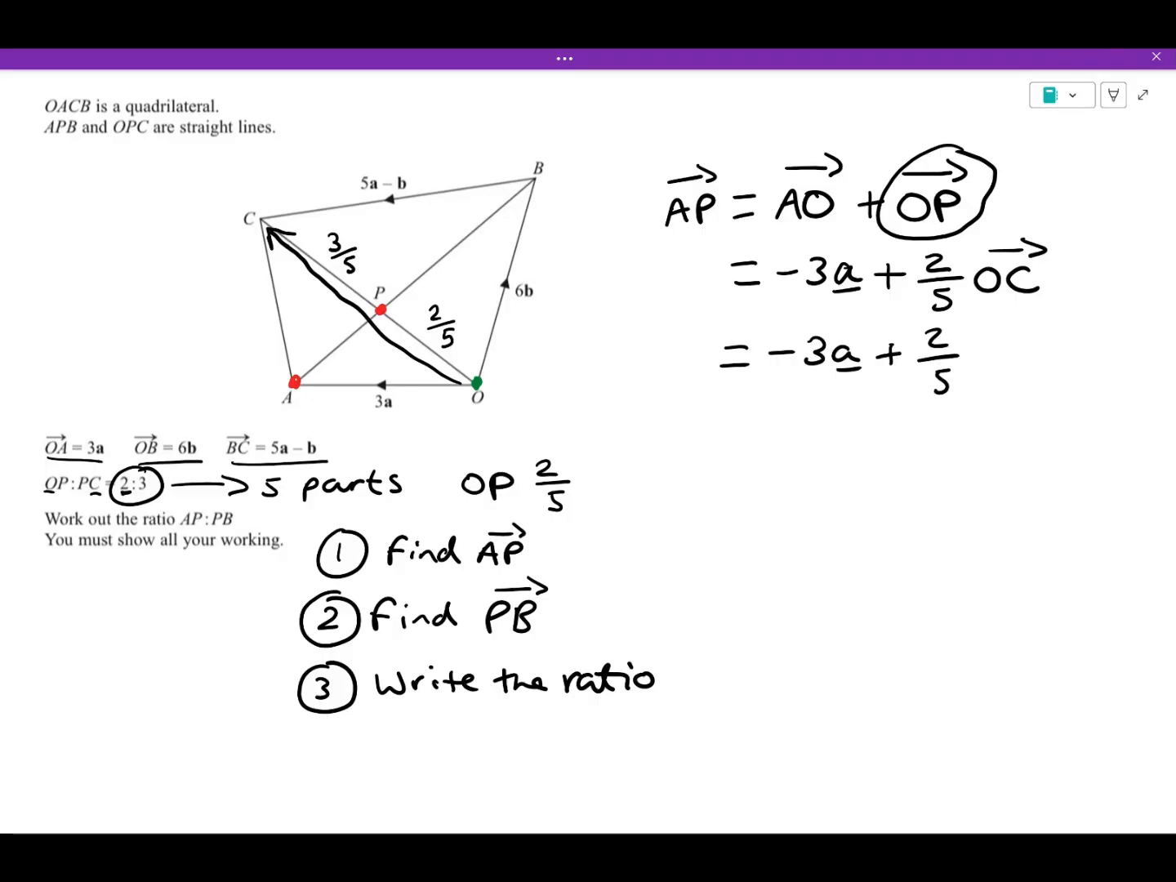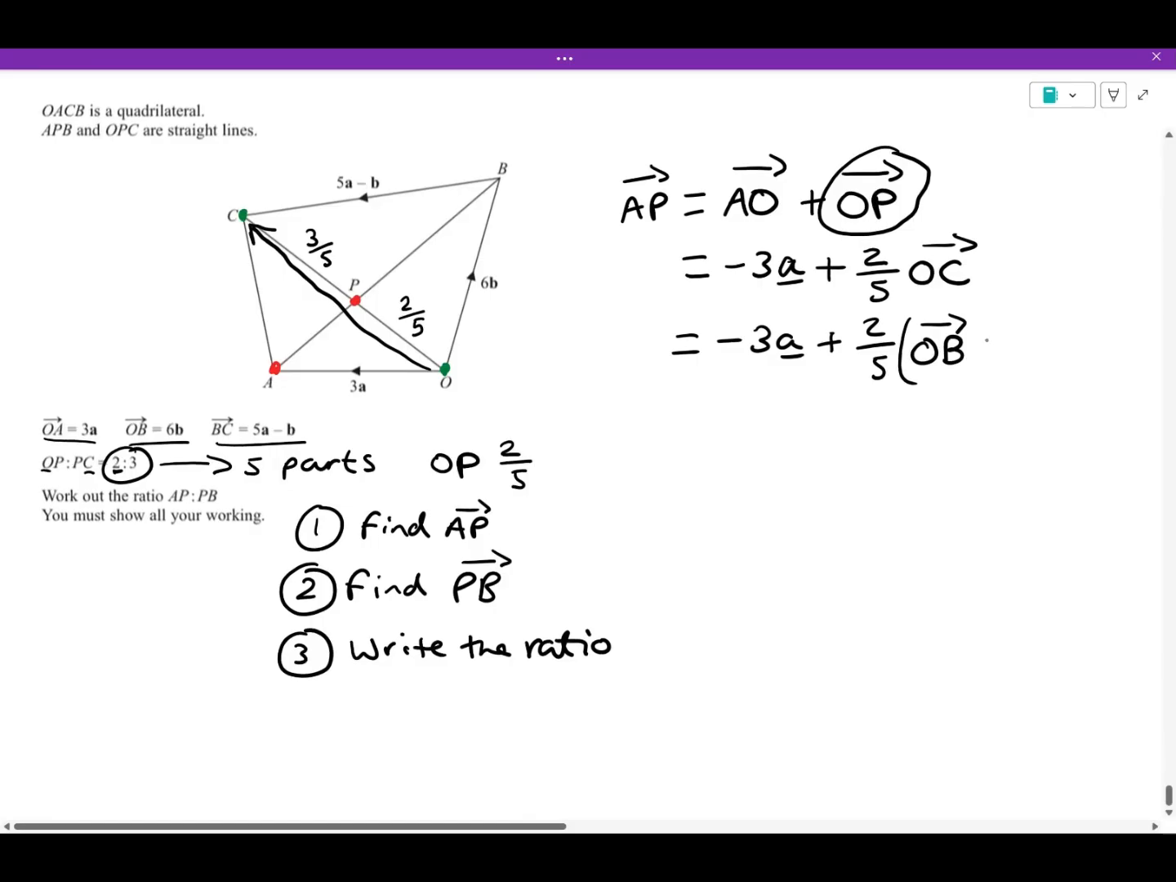Now, if we're starting at O, our green point here, and our end result is to get to C, well, we could go around the outside to B, and then from B to C. So to work out OC, I'm going to go from O to B, and then I'm going to go from B to C. So I need to add that on.